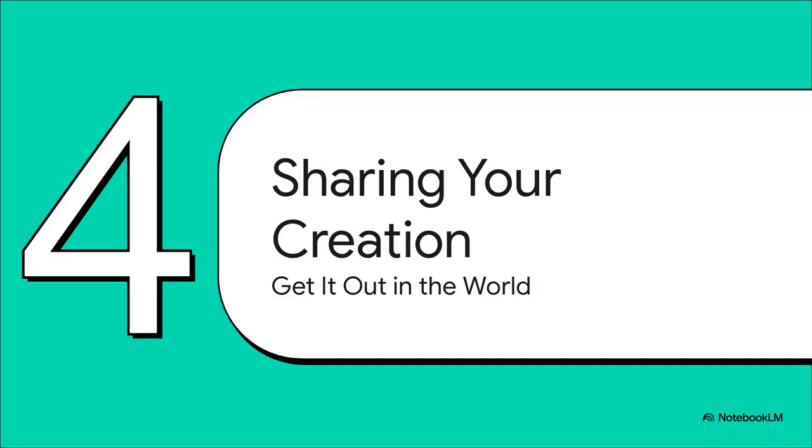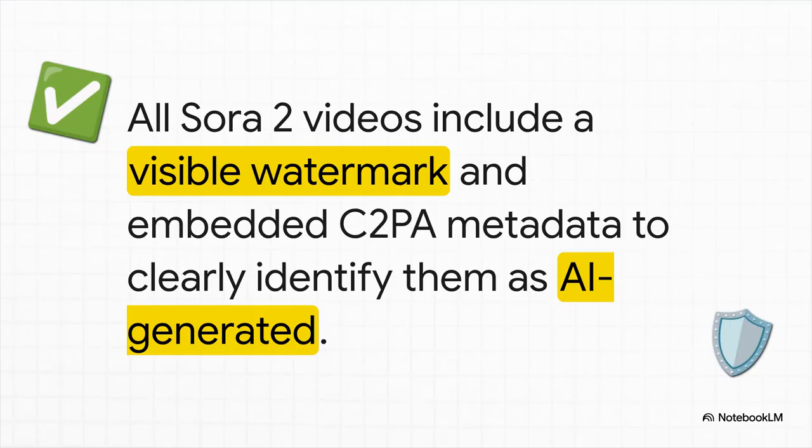So you've done it. You crafted the perfect prompt, you generated an amazing clip. What's next? Well, let's talk about how to get it out into the world and how to do it responsibly. When you share what you've made, transparency is absolutely key. OpenAI makes sure every single Sora 2 video has a visible watermark and also this invisible metadata called C2PA. You can think of it like a digital signature that proves where it came from, so there's never any question that the content is AI generated. This really helps build trust with your audience.